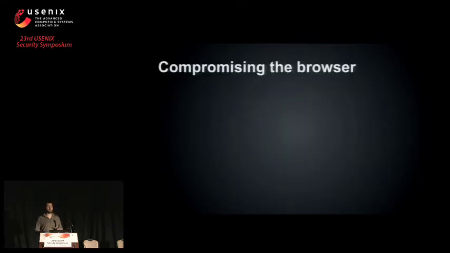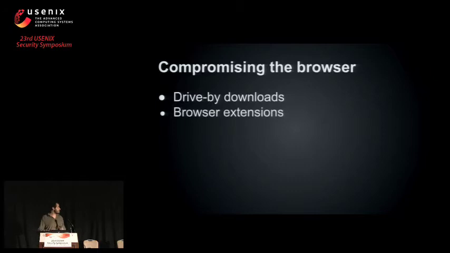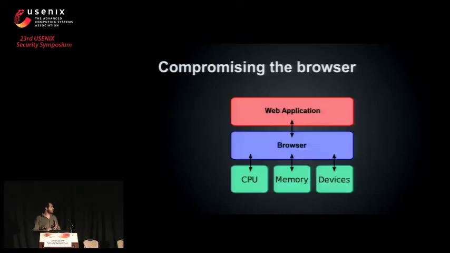Traditionally, to compromise the browser, we had drive-by downloads. These are attacks against the browser or its plugins that try to exploit the vulnerabilities that exist there and install malware into your system. But now, we also have browser extensions, which are programs that are already running in your system. So let's see how this compares to malware.